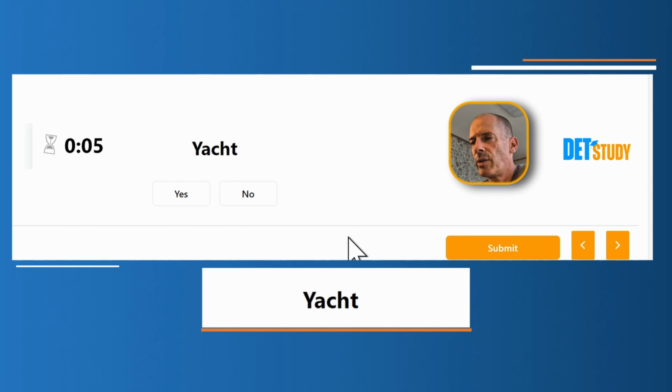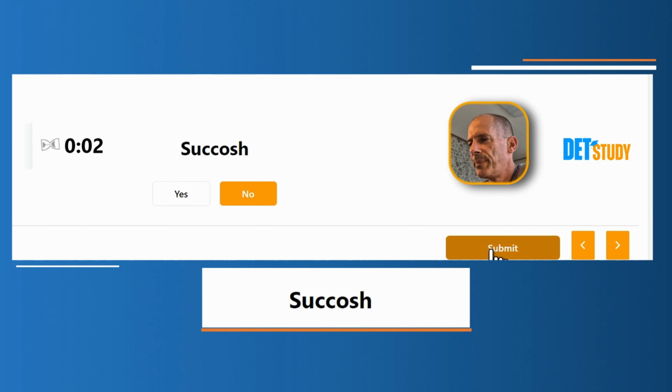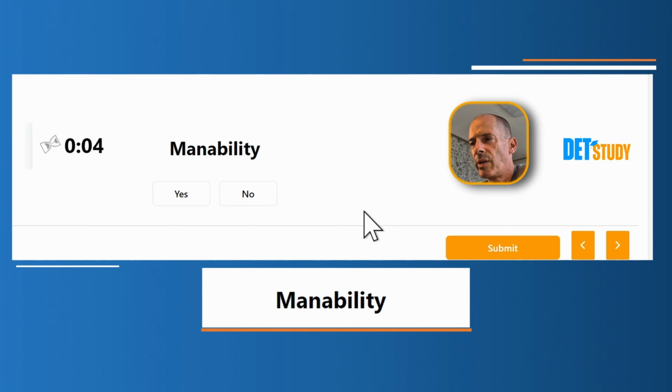Yacht. Oh, that's a good one. Yacht is a big boat. Yes. Succosh. No. That's not a word. Manability. That's not a word, I don't think. Manageability. No. Submit. Oh, I missed the time. We got to try that one again. Manability. We're saying no. See that?